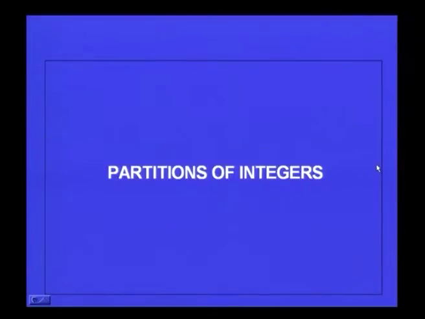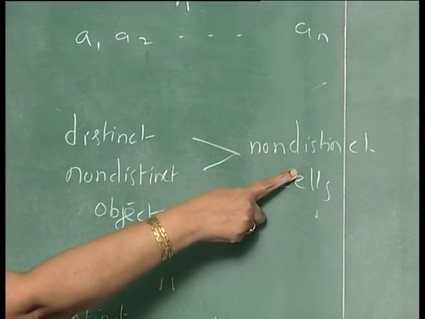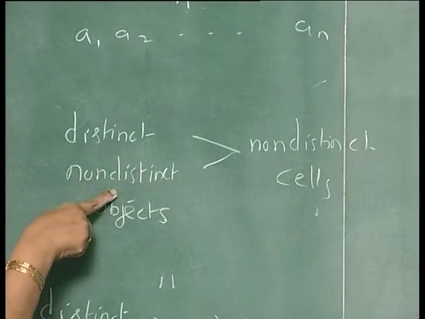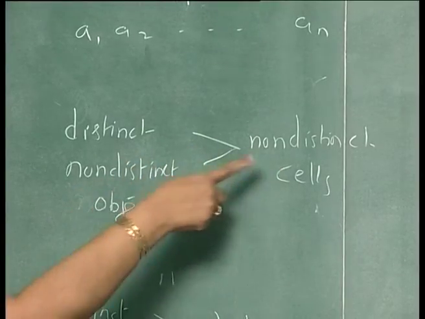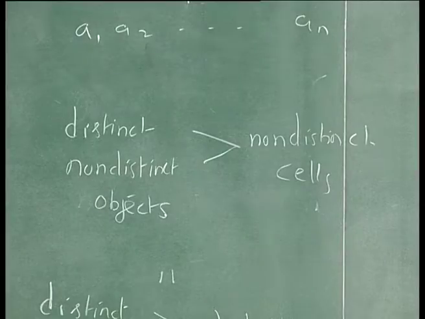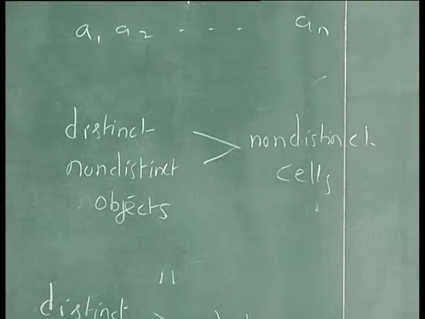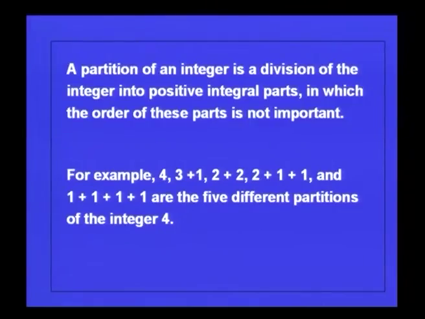Next, we have considered the distribution of distinct objects into non-distinct cells. Next, we should consider the distribution of non-distinct objects into non-distinct cells, that is really known as partition of integers. So, we will consider that next. What do you mean by partition of integers? A partition of an integer is a division of the integer into positive integral parts in which the order of these parts is not important. So, it is equivalent to distribution of non-distinct objects into non-distinct cells.